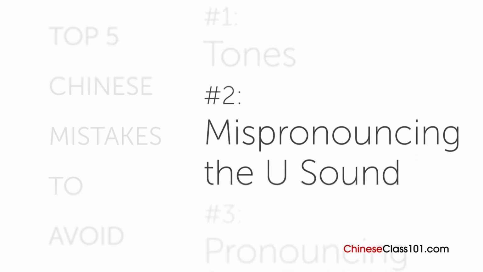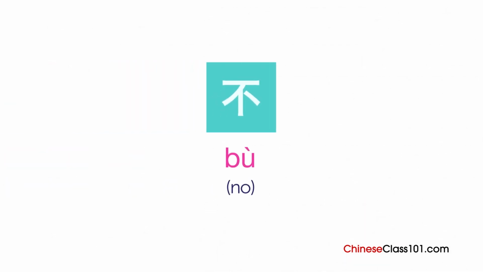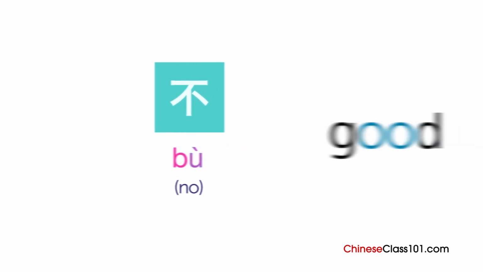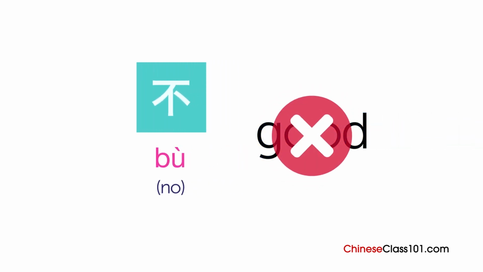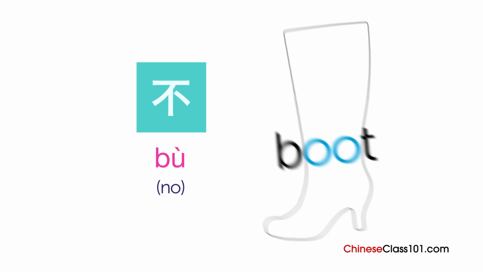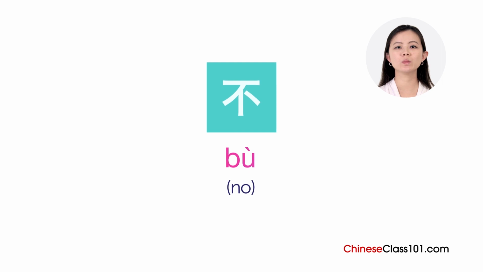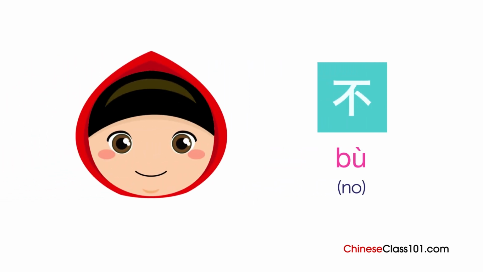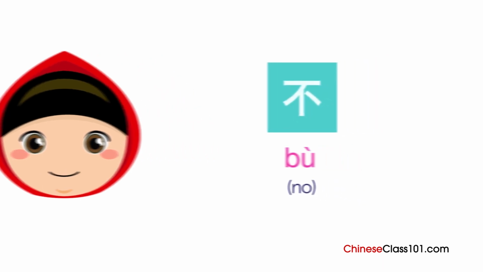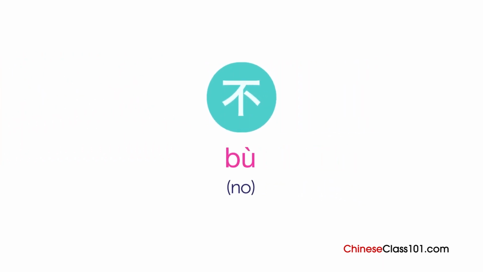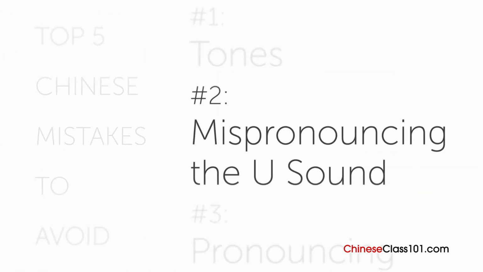Number 2. Mispronouncing the U sound. English speakers tend to read the pinyin U like the double O in good. This is incorrect. It should be more like the double O sound in the word boot. 乌, 乌. Whenever you're pronouncing the Chinese U, imagine a little girl pouting and saying no in Chinese. 不. You want to round your lips as much as possible. It's better to over-exaggerate than to make the wrong sound.